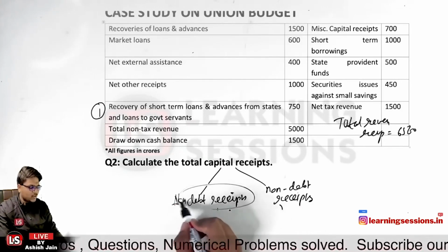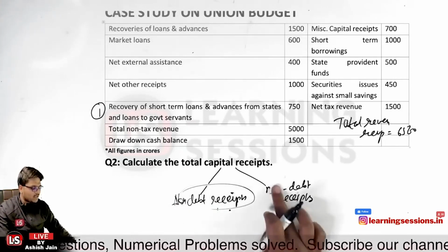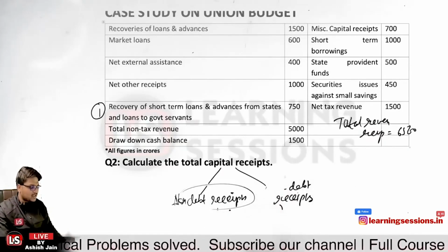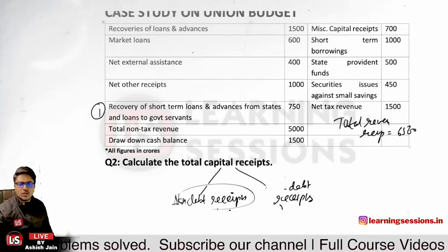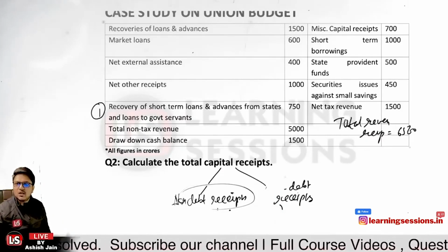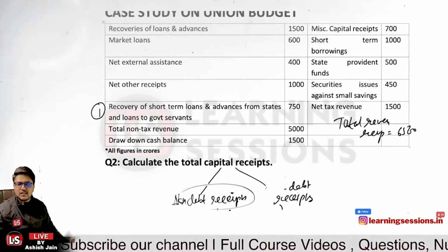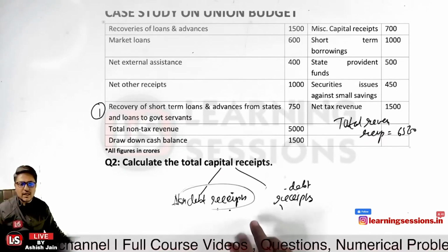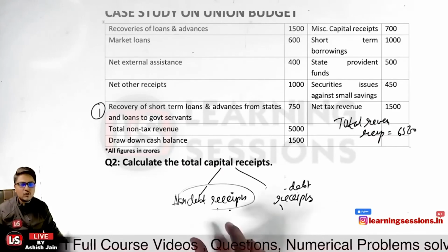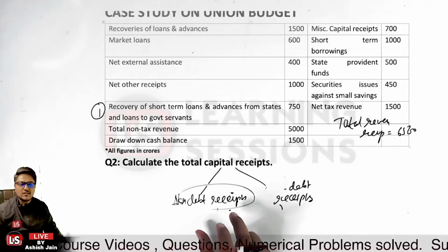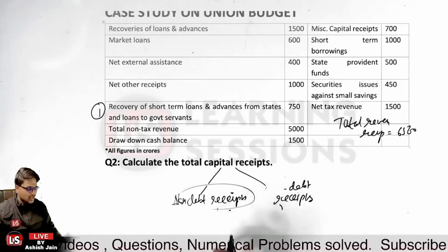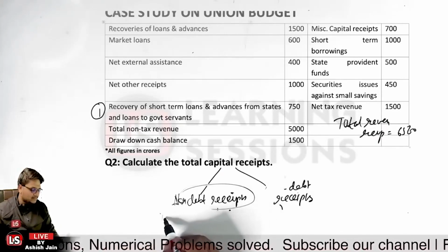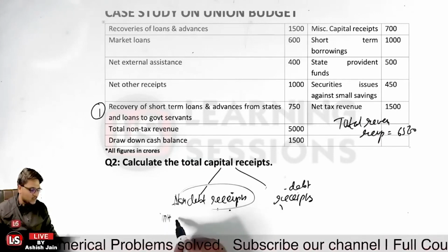Sorry, we are considering non-debt receipt, not debt receipt over here. I just wrote it differently. I was mentioning the concepts related to it. Total capital receipt has two components: one is non-debt receipt, and the other is debt receipt. The non-debt receipt comprises the interest component that has been received, that is, interest on the loans and advances.